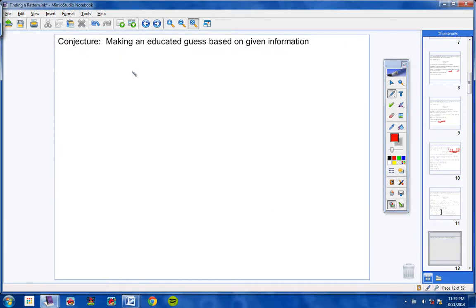Now, I would like you to write this in your notes if you would, please. What is a conjecture? A conjecture is, like I said earlier, a hypothesis, okay? It is making an educated guess based on given information. Making an educated guess based on given information. Please write that down. We're going to look at 2 examples to really help you understand this.